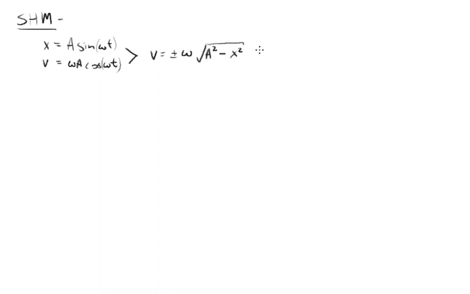And of course in your data booklet they don't use amplitude, so it's plus or minus ω times the square root of x naught squared minus x squared, where x naught is the initial displacement, which is the amplitude, because it never goes beyond that. So the initial displacement is the maximum, so that's what they have there.